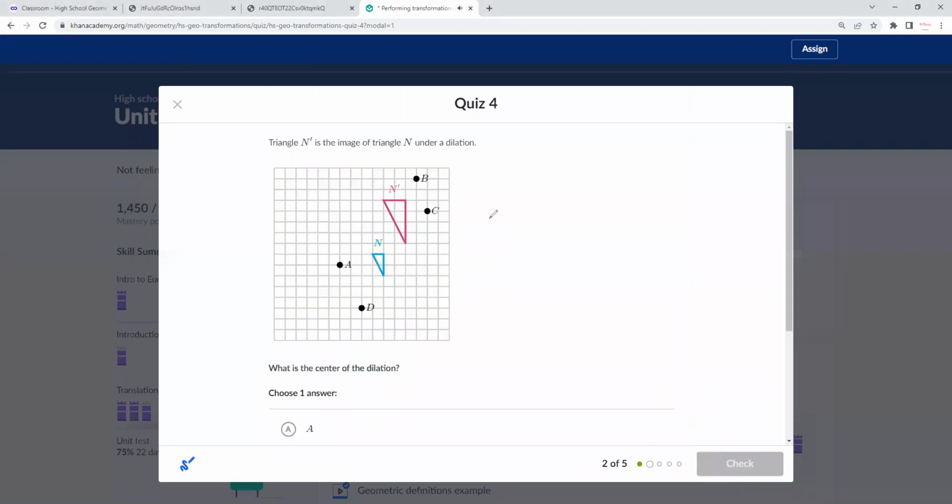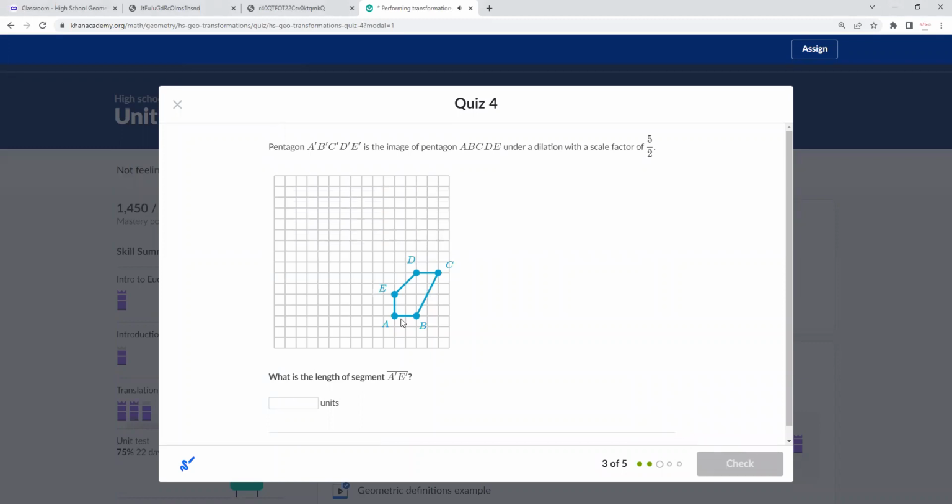It tells you here, what's the center of dilation? Same thing. You want to draw a line. It has to hit from point to point. It doesn't do that for B. Doesn't do that for C. Doesn't do that for A. Does that for D. It hits both points on the triangle. So D is the center of dilation.